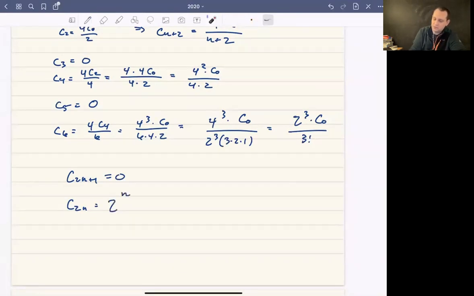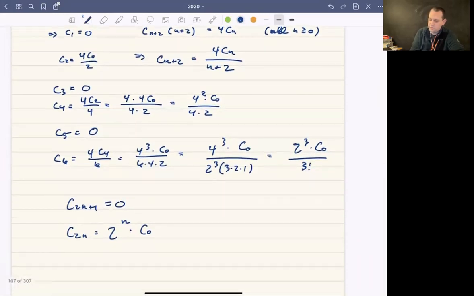And in general, C sub 2n, the even terms, are going to be 2 to the n, because you take your subscript and divide by 2, so that's your power. So C6 had 2 cubed, that's 6 over 2, times C0, which is our a. I don't know why I'm not writing a instead of C0, but all the C0s here should be a, divided by n factorial. So this is 2 to the n times a over n factorial.